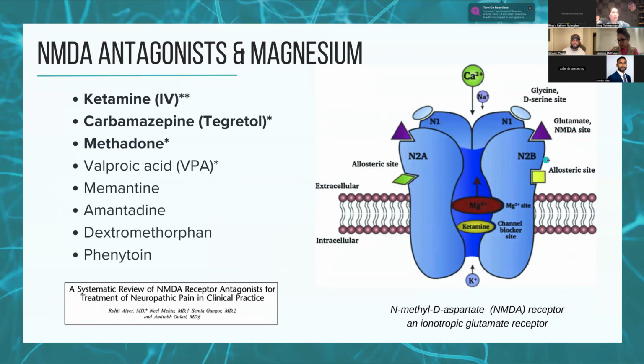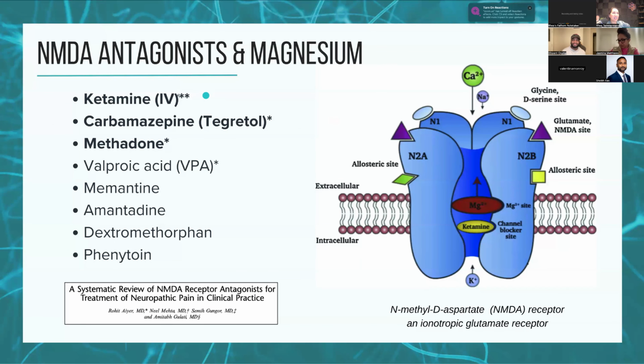We will talk a lot about ketamine in our next lecture, NMDA antagonists. But you might not have known that a lot of these other drugs have NMDA antagonist activity as well, specifically methadone. And that's actually a board question that comes up. You might be asked something about NMDA antagonism, and it might say pick all that apply, select all that apply. Methadone does have NMDA antagonist activity.